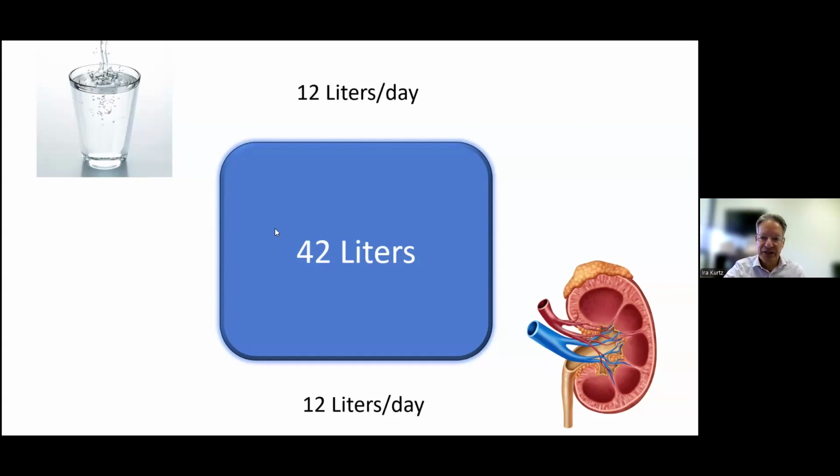Let's say you take an extreme example and you decided to drink 12 liters a day, which you shouldn't be doing. Your output is still going to be 12 liters and you're still going to have 42 liters in your body. You're not going to gain water. You're not going to do anything other than cause the kidney to work a lot harder and to excrete that water.